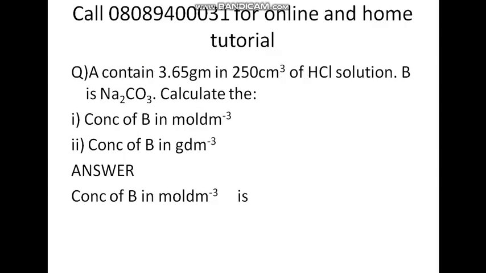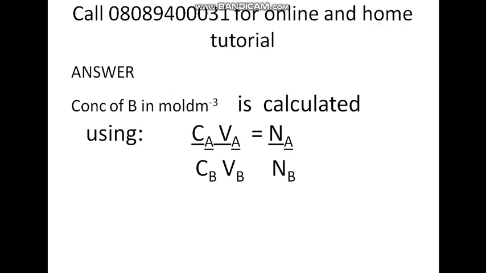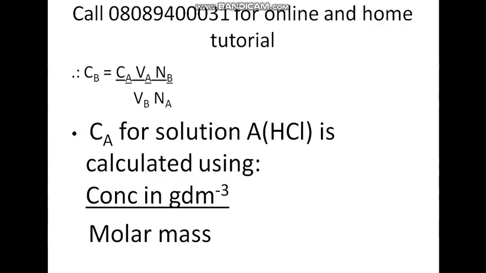No information is given on B. Therefore, concentration in mole per dm cube is calculated using Ca multiplied by Va divided by Cb multiplied by Vb equal to Na divided by Nb as shown on the tutorial board. To calculate concentration of B in mole per dm cube, that is Cb, make Cb the subject of the formula, and we have on the tutorial board Cb equal to Ca multiplied by Va multiplied by Nb divided by Vb multiplied by Na.